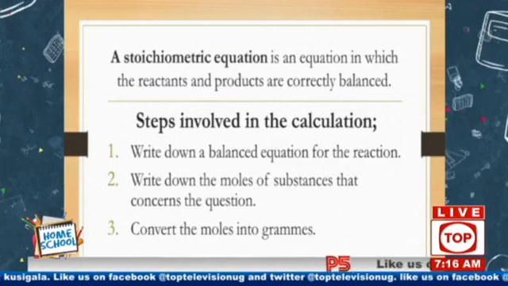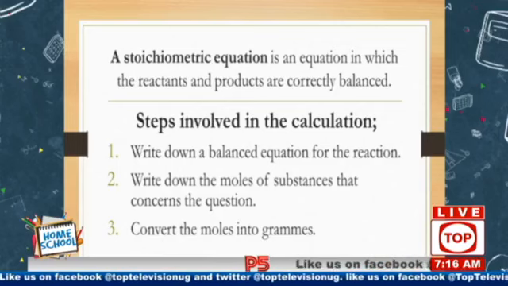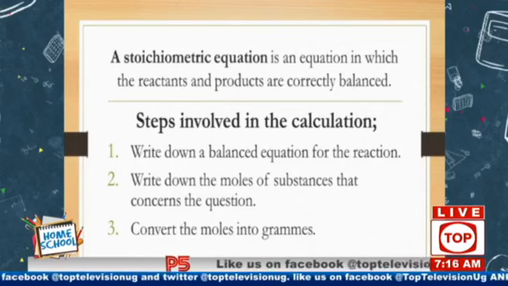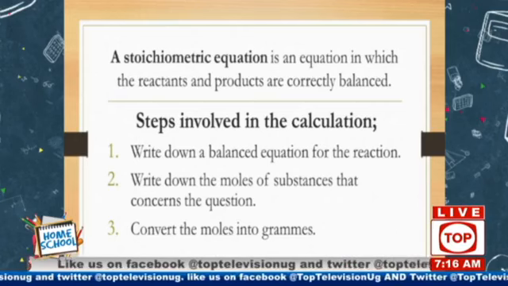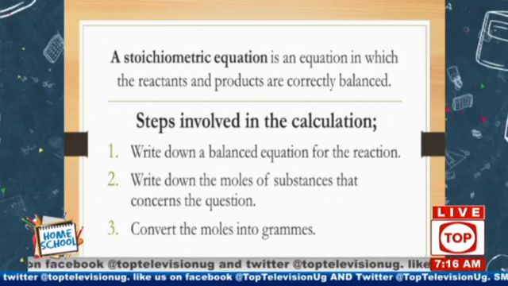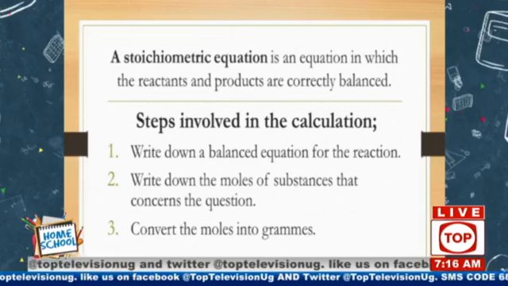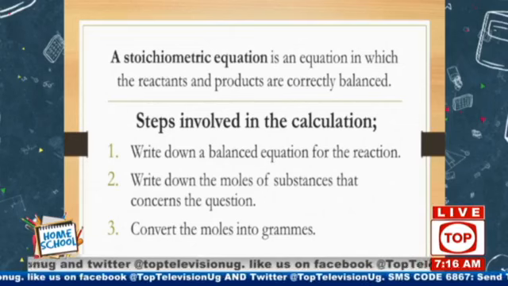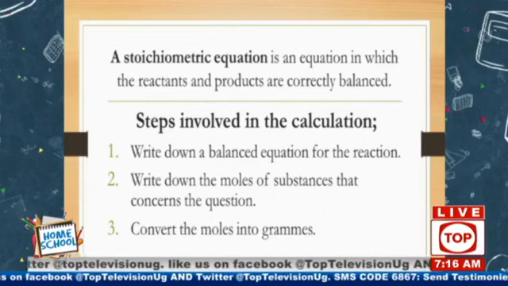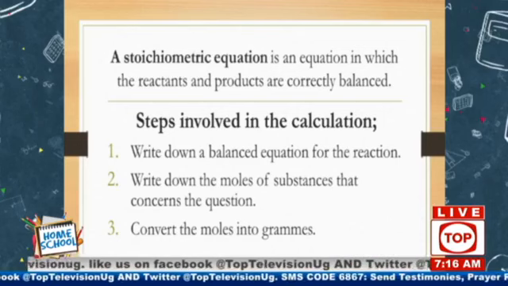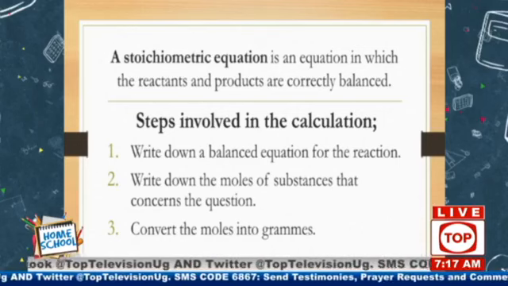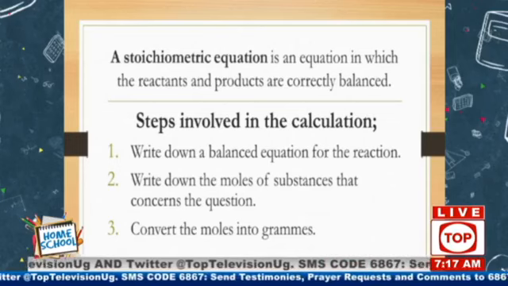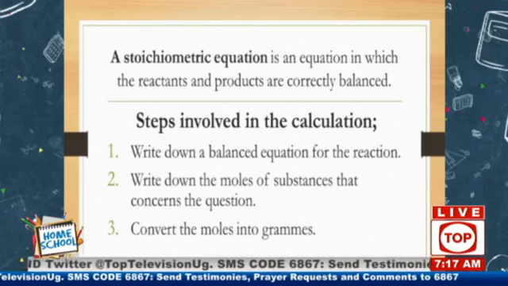If it is 2, that means 2 is standing for number of moles. That means they are 2 moles. Then you convert the moles into grams. How do you convert moles into grams? You use this one: 1 mole is equal to the relative atomic mass of an atom or relative formula mass of a compound. So let us move to our next slide and see our very first example.